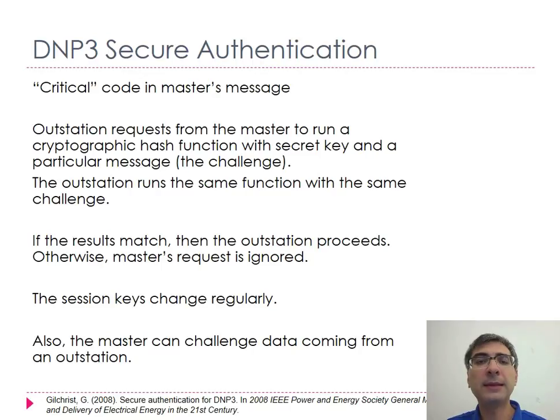So by proving that it has the right secret key, it proves that it is the real, the authentic master. And in order for the key not to be exchanged, the master is asked to do something with the key, some kind of cryptographic function: run this function with a message, and see what the result is. If the result is the same as the result that the outstation expects, then it proves that the master has the right key. So the outstation never asks for the key. It simply asks the master to do something that you can do correctly only if you have the right key. In this sense, the master is proving that it has the right key, so it is the authentic master.